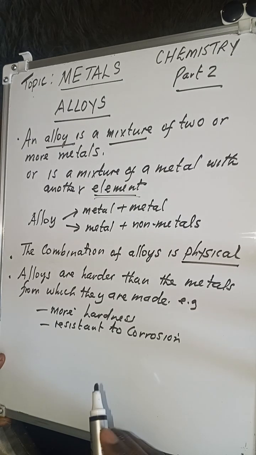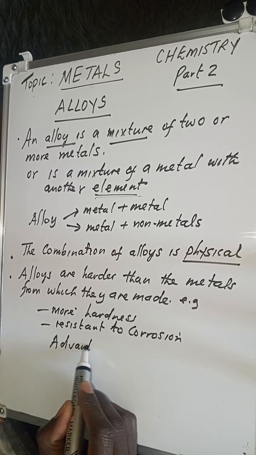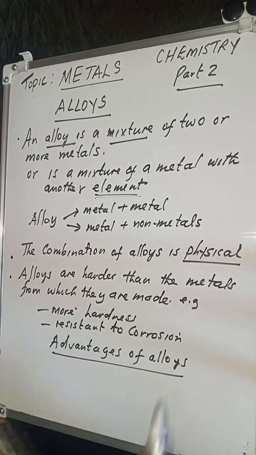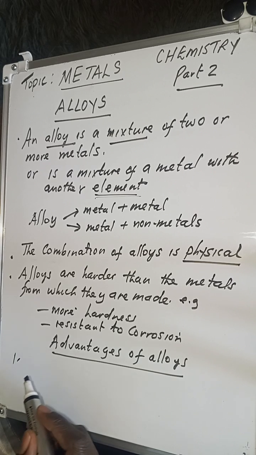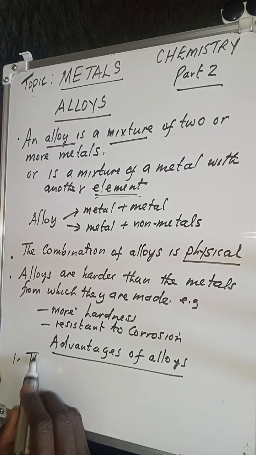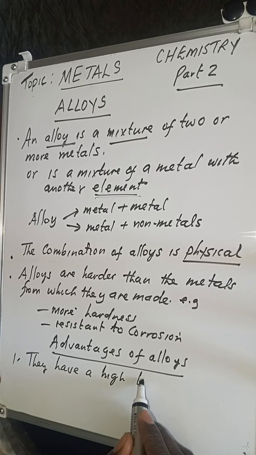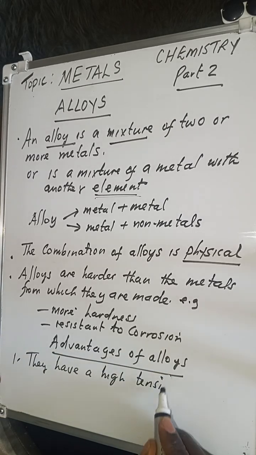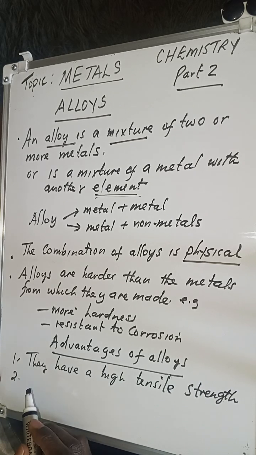So let's talk about the advantages of alloying. What are the advantages of alloys? Why are alloys very important in this case? Well, number one, I can simply tell you that they have a high tensile strength. So that is what you need to remember. In terms of their strength, they are very good. They have got a high tensile strength.